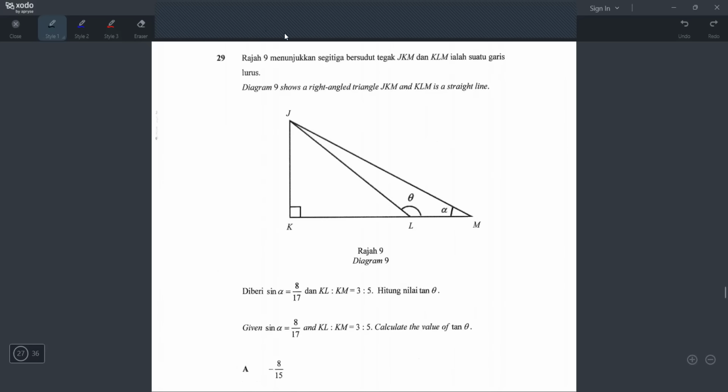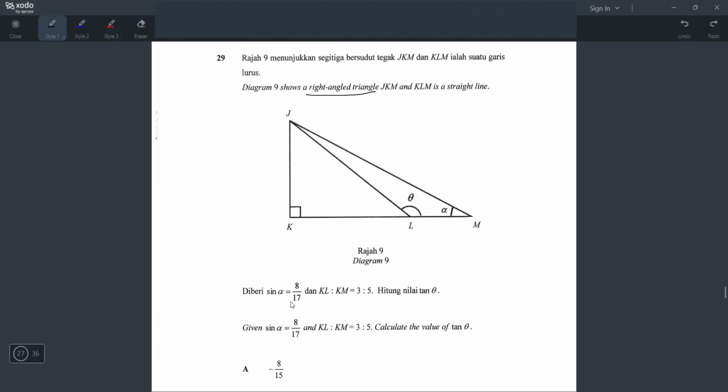Okay, 39. Diagram 9 shows a right angle triangle JKM. KLM is a straight line. The moment I see this, I know it's a trigonometry question. Right angle triangle, so 90 degrees. There's one right angle triangle, but there's actually another one. The first one is this one. The other triangle is the big one. Let's see what information they gave us.